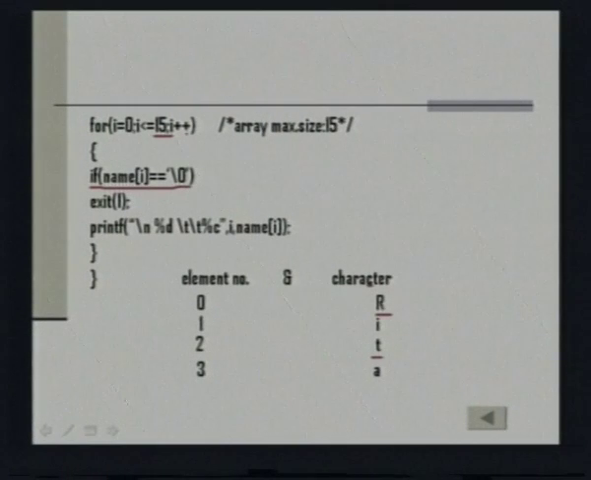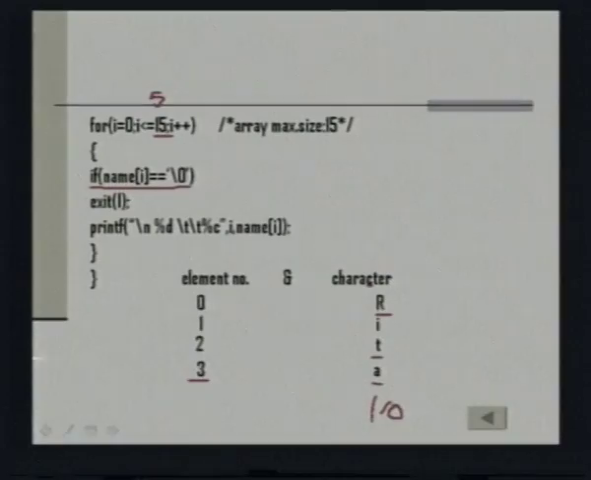Then again increment i goes to the fourth element which holds A, and the corresponding element number is 3, that will be printed. And again it will increment, it will go to the fifth position now. So here in the fifth position there is no letter which I have entered, it is empty. That means here there will be the null character. So name of i, that is name of 5, is checked with null. Yes, it is null because it does not hold any value.